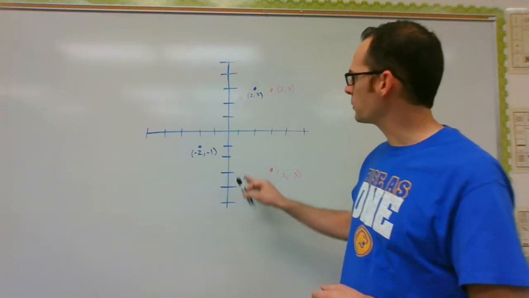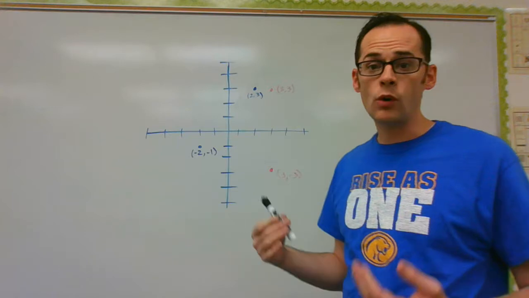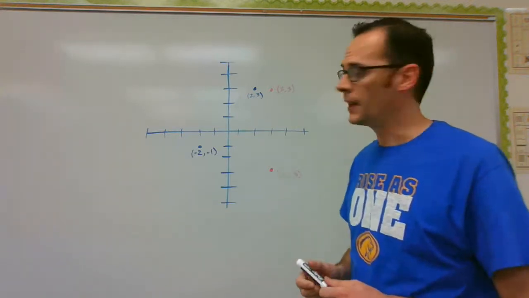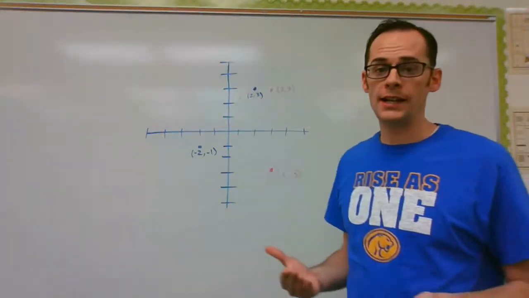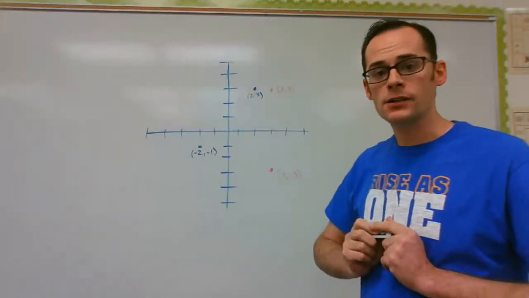Okay, so what we have here is a couple sets of points, and we want to find out where they reflect from, or what their reflection line is. So the very first thing we have to do is find its slope.